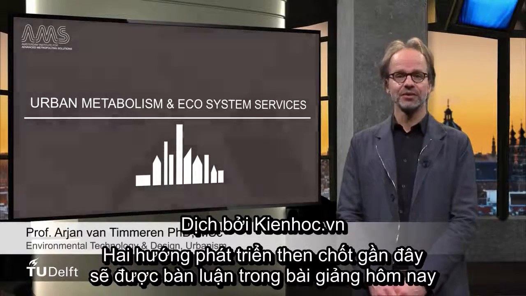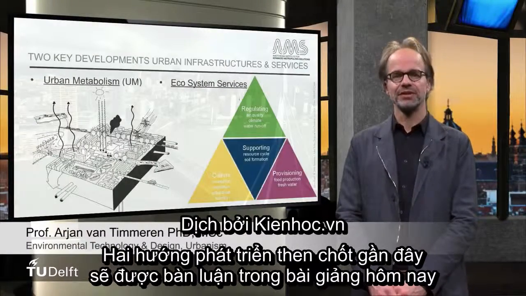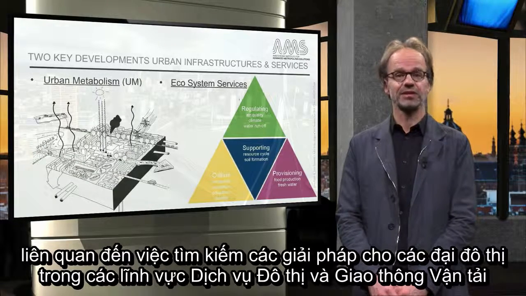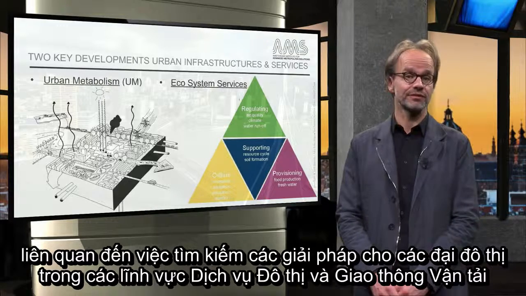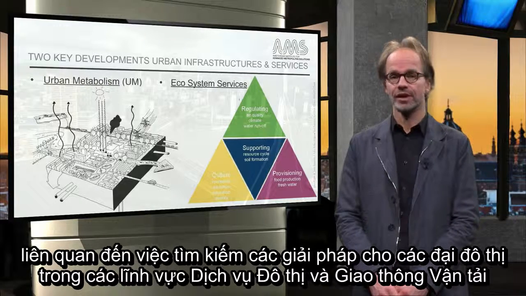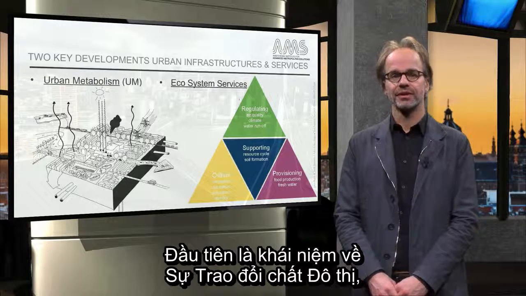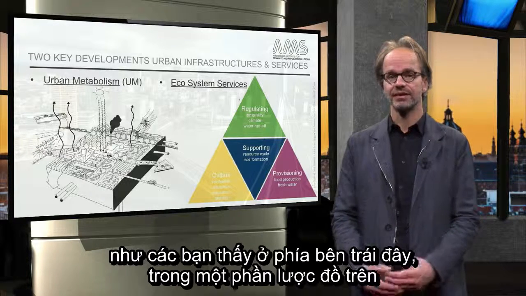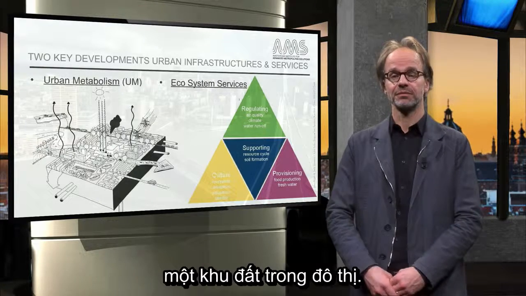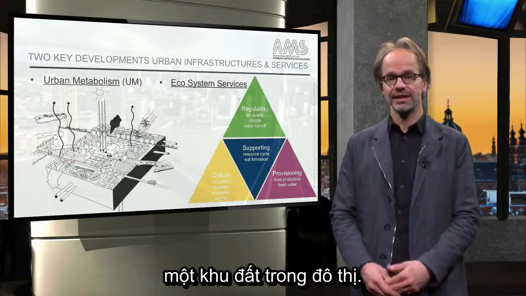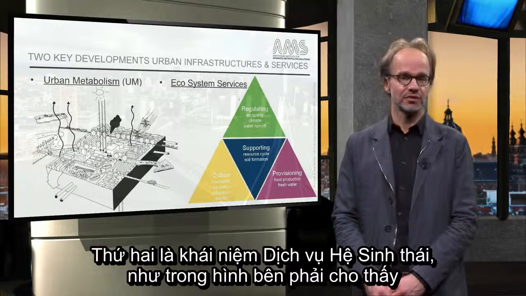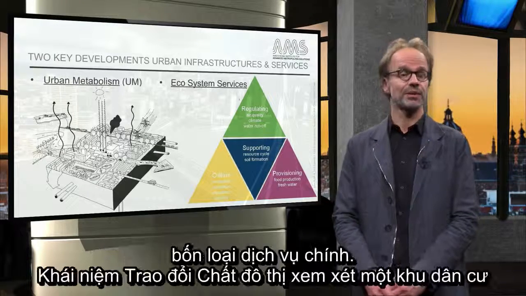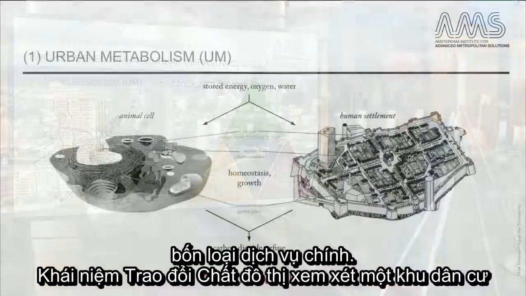In this video, two recent key developments will be discussed, which are leading in today's discourse on finding metropolitan solutions regarding urban services and transport. First of all, it concerns the concept of urban metabolism, as shown here to the left, in a schematic partial section over a piece of urban tissue. Second, the concept of ecosystem services, as indicated in the figure to the right, showing its four main categories.